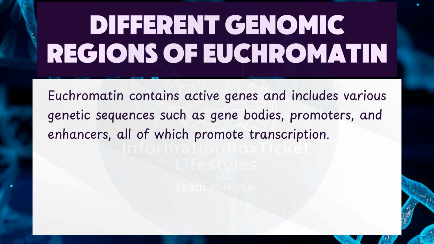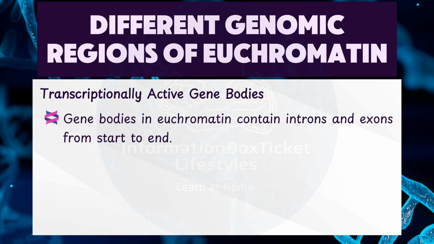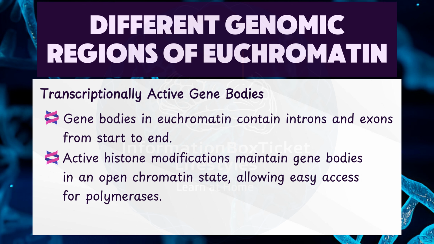Euchromatin contains active genes and includes various genetic sequences, such as gene bodies, promoters, and enhancers, all of which promote transcription. Transcriptionally active gene bodies. Gene bodies in euchromatin contain introns and exons from start to end. Active histone modifications maintain gene bodies in an open chromatin state, allowing easy access for polymerases.